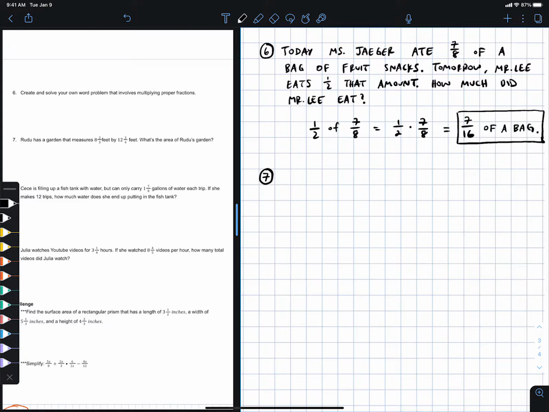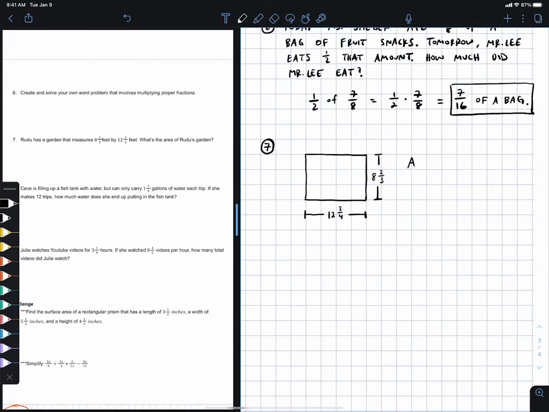Okay, so I'm just going to go ahead and draw a rough sketch of this beautiful garden. The measurements are pretty close, so do something like this maybe. Let's say 8 2/3. That's the shorter side of this garden. And then another dimension is 12 3/4. Okay, so it says find the area. So how do we find the area of a rectangle? Area is going to be length times width. And in this case, we know the length is 12 3/4, and we know the width is 8 2/3.